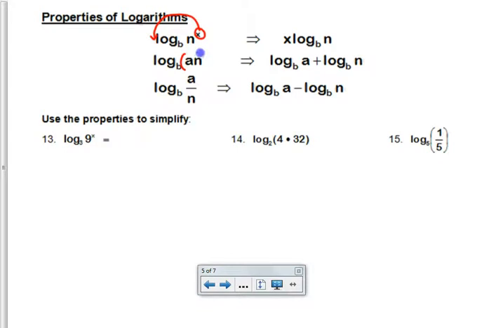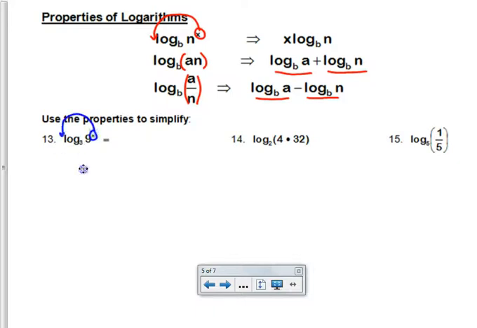The next property says if you have a multiplication problem inside a logarithm, you could expand it into the log of the first number plus the log of the second number. And then the third property is the quotient property. Similar, except now it's division, so we're going to expand it by doing the log of the numerator minus the log of the denominator.